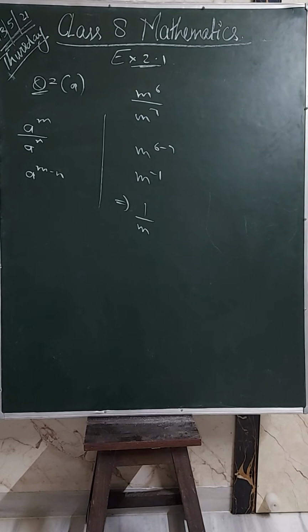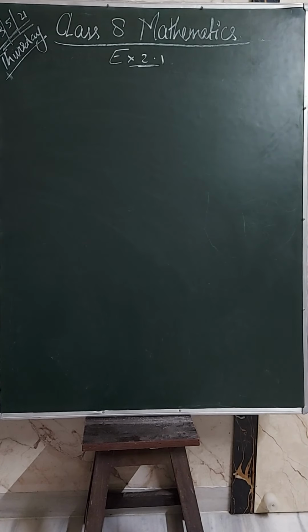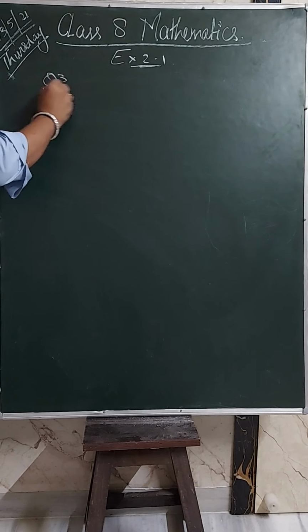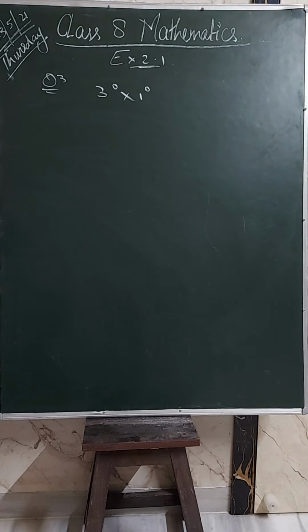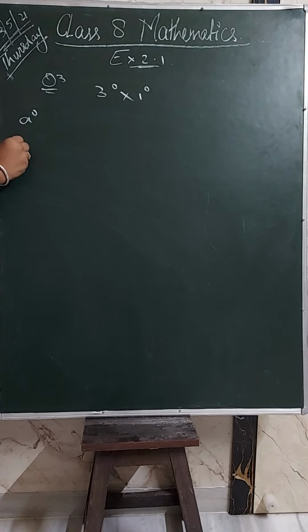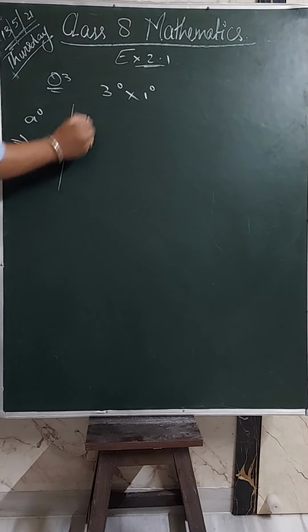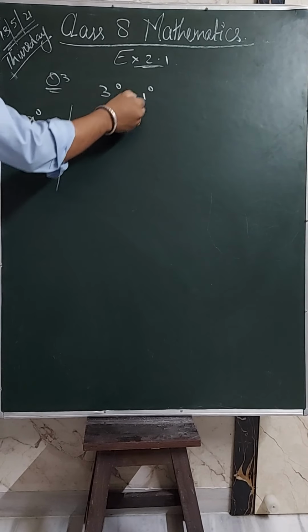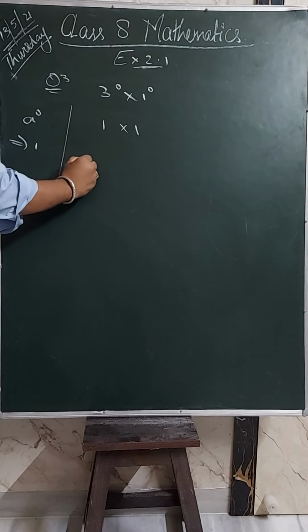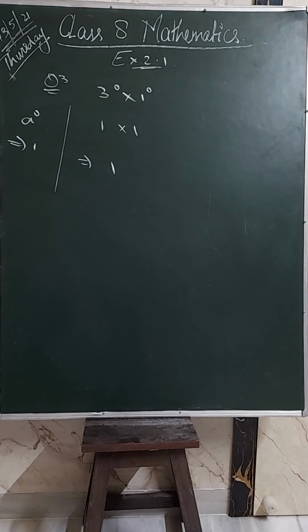Now question number 3: 3 power 0 into 1 power 0. The property is anything power 0, the answer is 1. Look at that, 3 power 0 is 1, and here also 1 power 0 is 1. So 1 into 1, the final answer is 1 only. A very easy question, the first part.